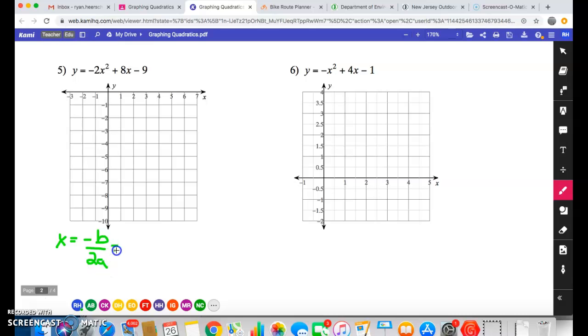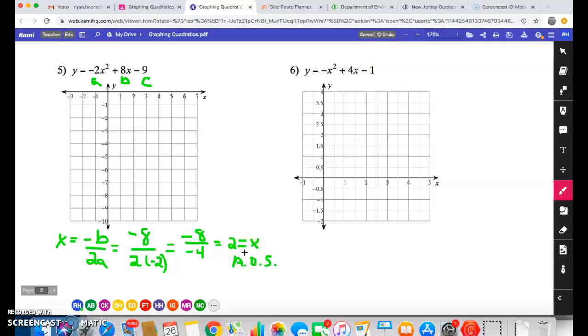Remember, if I mark these out, the negative 2 is my a, b is my 8, c is negative 9. So plug these in. The opposite of b is negative 8, and 2a is going to be 2 times negative 2. Once we do that, you have negative 8 over negative 4, which gives you positive 2. And that is your AOS, your axis of symmetry. So you do start out with that.